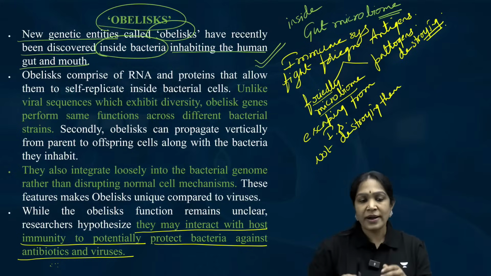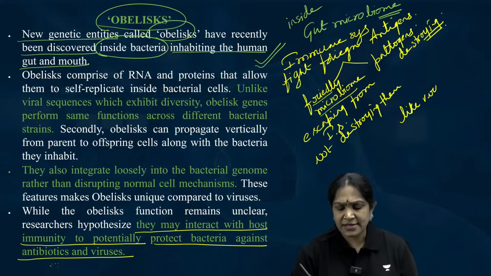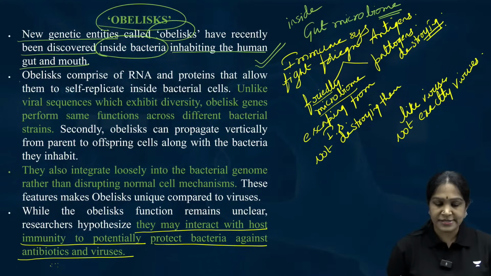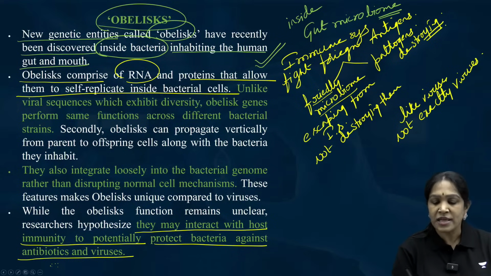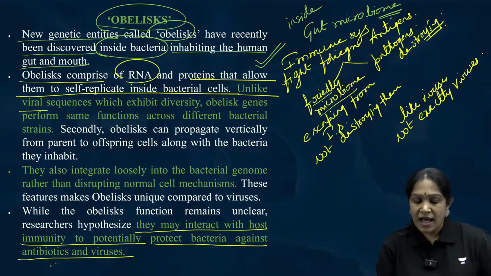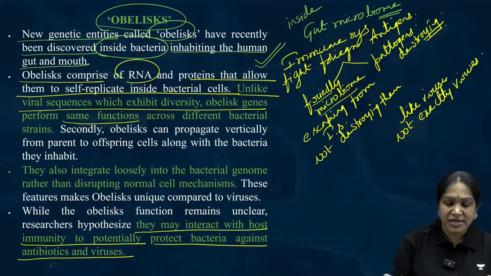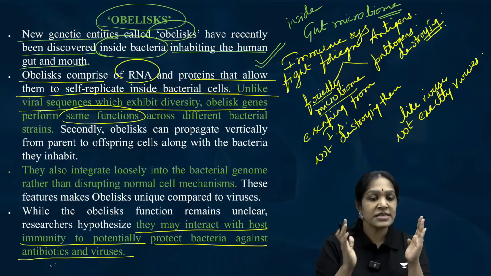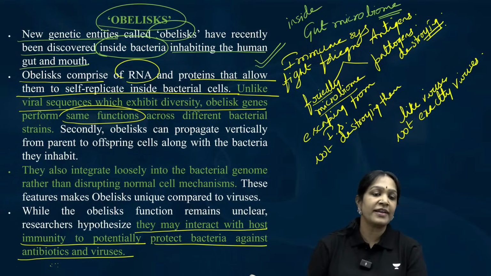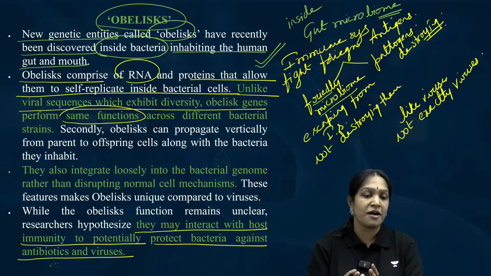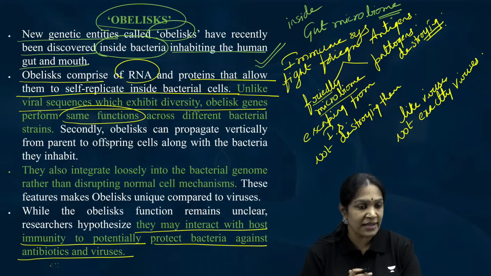Next point about obelisks, they are like viruses, but not exactly viruses. What is the difference? Obelisks comprise an RNA and proteins that allow them to self-replicate inside the bacteria. But unlike viral sequences which exhibit diversity, obelisk genes perform the same function. It means viruses are different varieties, but all obelisks are similar. They have only one function, that is to protect the bacteria from the host cell immunity.